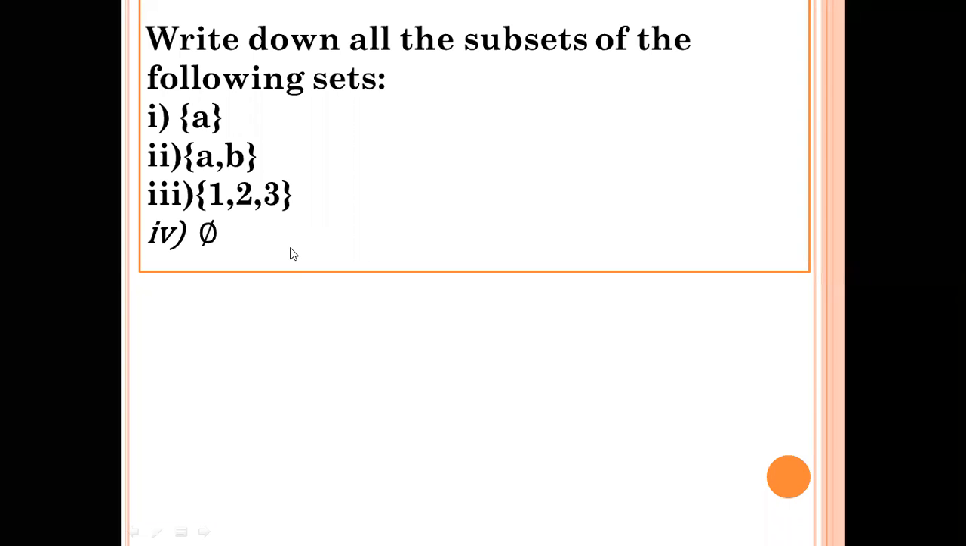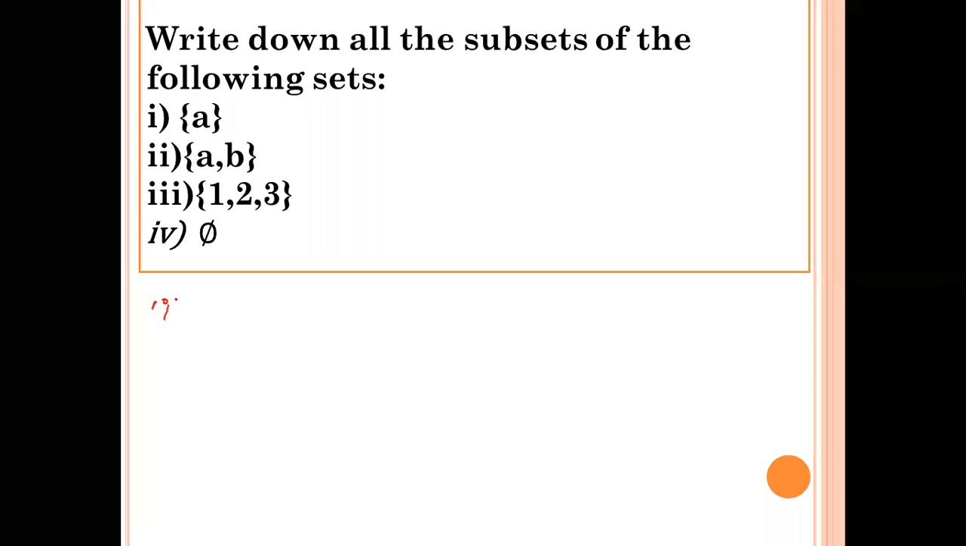First question. How many subsets are possible, students? For the first one, how many subsets are possible? Yeah, two subsets. Yes, good. It can form only two subsets. Why only two?